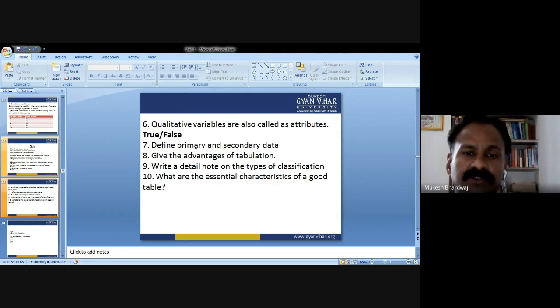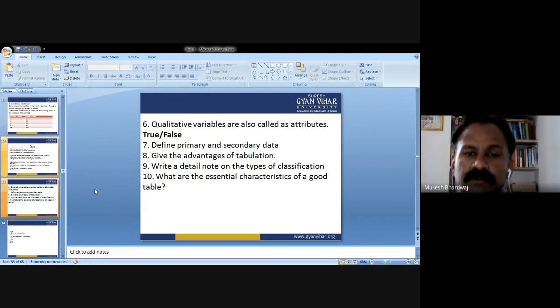Now these 4 questions are basically the questions which you have the answer in your notebooks. Define primary and secondary data. Give the advantages of tabulation. Write a detailed note on the types of classification. What are the essential characteristics of a good table?